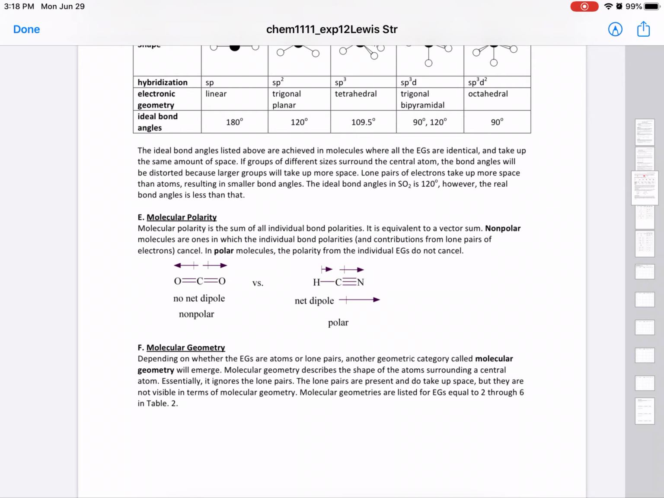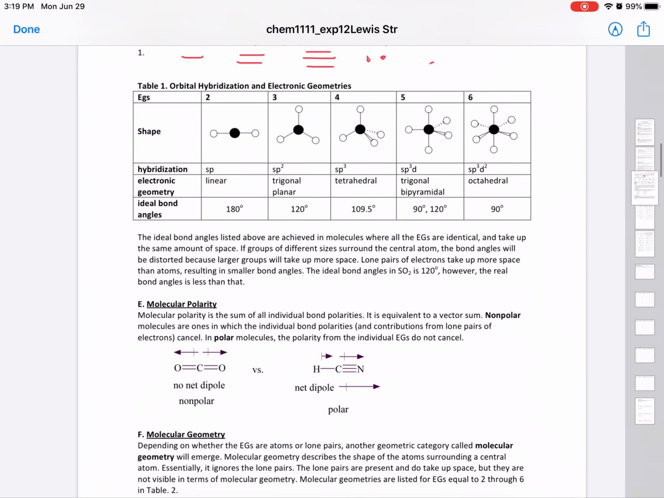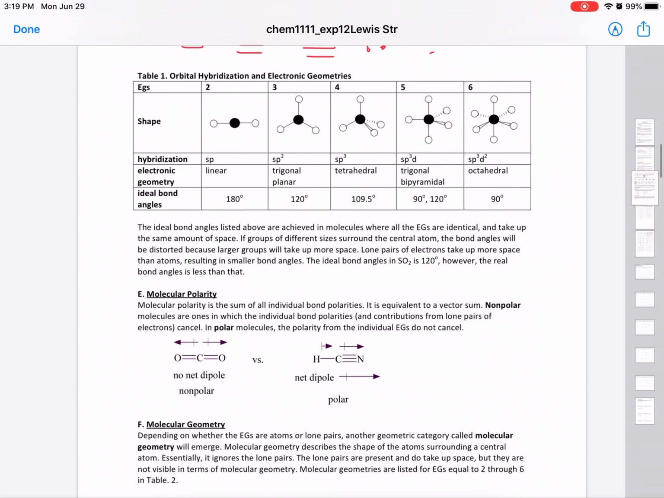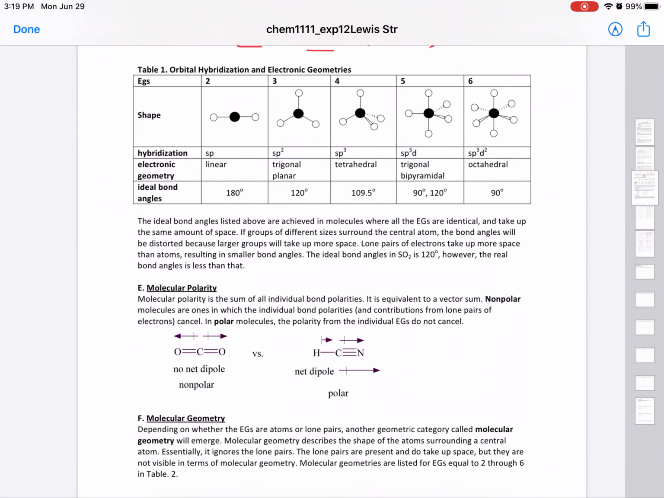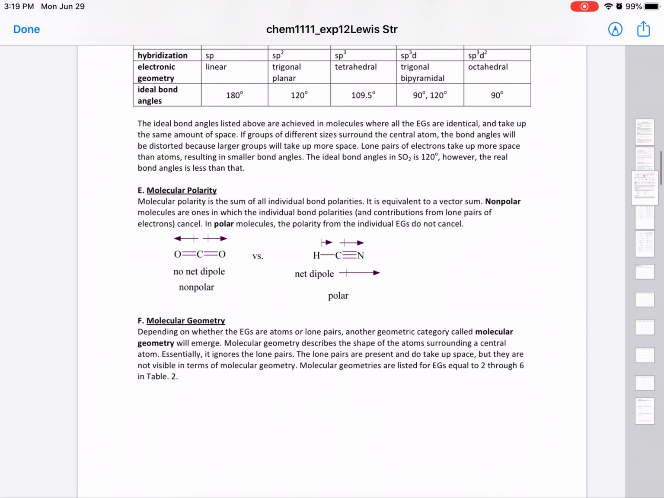Okay. Now after you figure out, depending on the number of electron groups, what the electronic geometry is, we can figure out the molecular geometry. Normally, if you don't have any lone pairs in your molecule, your electronic geometry and molecular geometry would be the same. But if you do have a lone pair, then your molecular geometry could be different from your electronic geometry. But the placement of the electron groups would be the same. Okay?